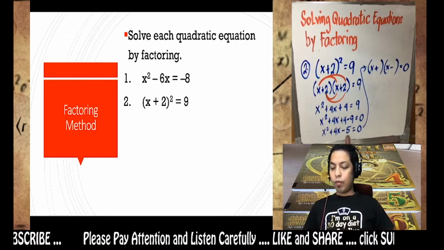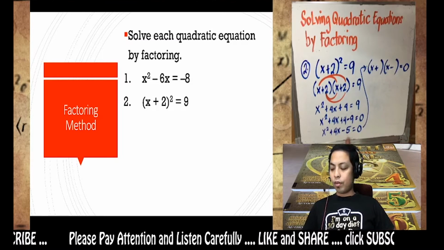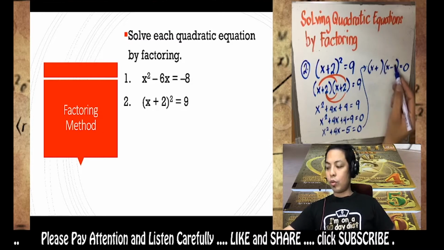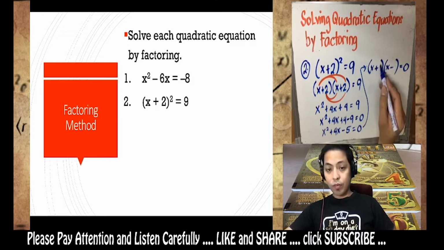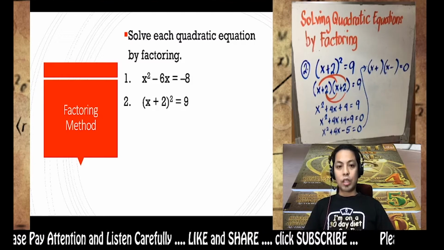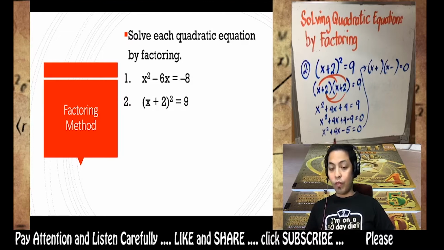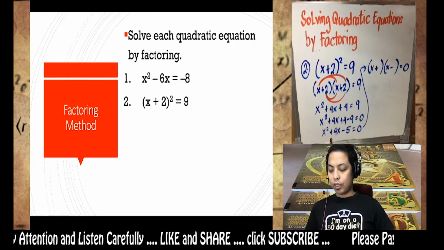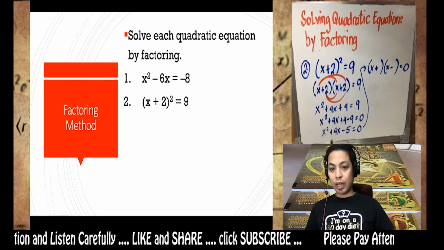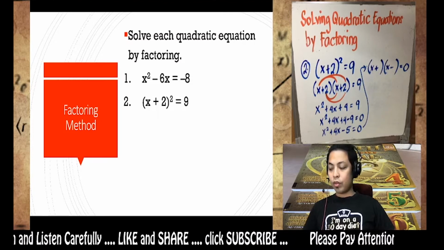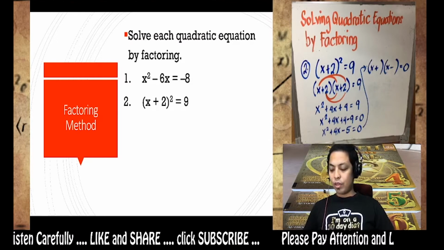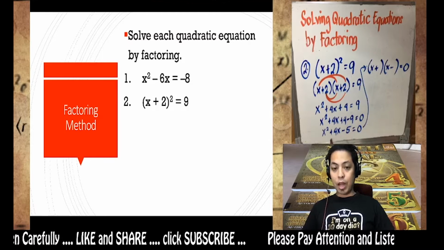Now, 5, factors daw ng 5: 1 times 5. Dito ko ilagay ang 1, dito ko lagay ang 5, or dito ko lagay ang 5, dito ko lagay ang 1. Saan kaya? So, titignan natin si linear term, 4. Ano yung 4? Positive. Ibig sabihin, kailangan daw mas malaki yung positive. So, sa 5 at 1, mas malaki ang 5. So, ilalagay natin sa plus si 5.